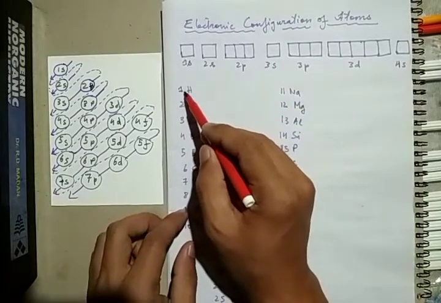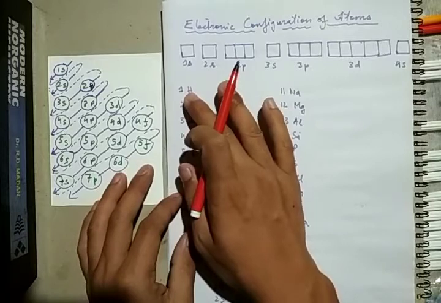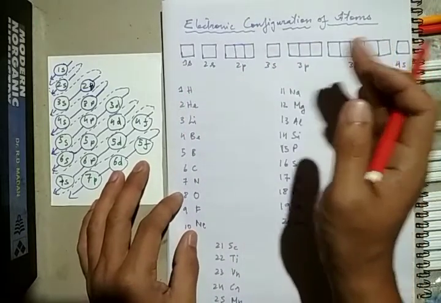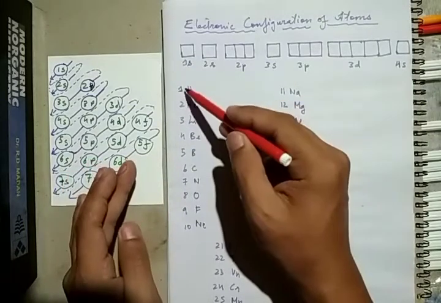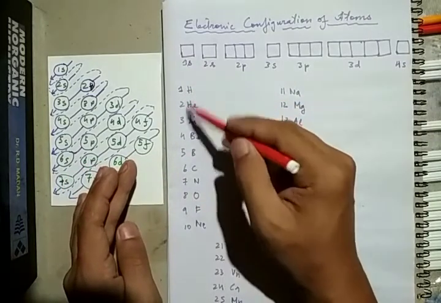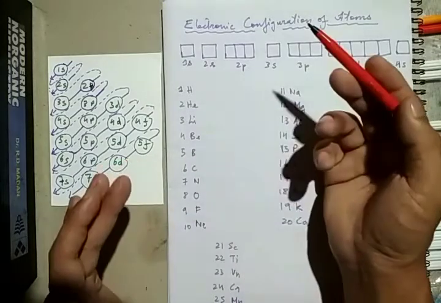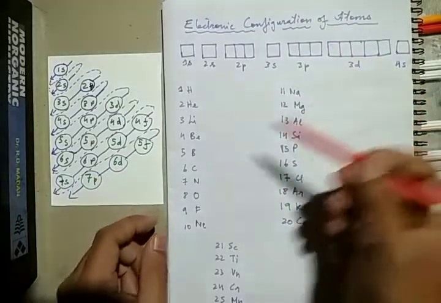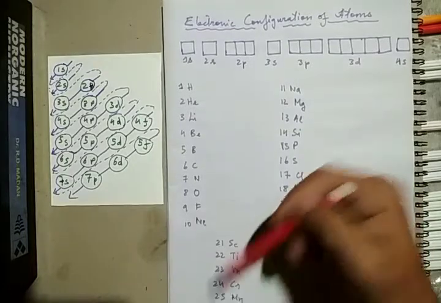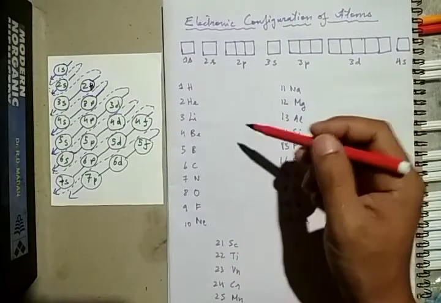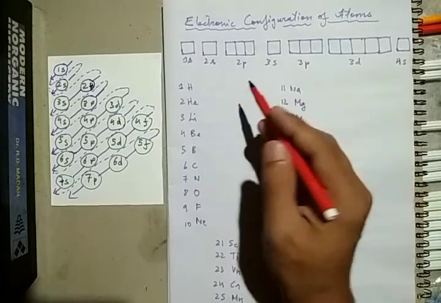So hydrogen has 1 proton. For a neutral element, the number of protons is equal to the number of electrons. So the atomic number is equal to the number of protons. These are arranged according to atomic number, and this atomic number will be equal to the number of electrons. I've written from 1 to 30 here. So we're going to discuss how to write the electronic configuration.